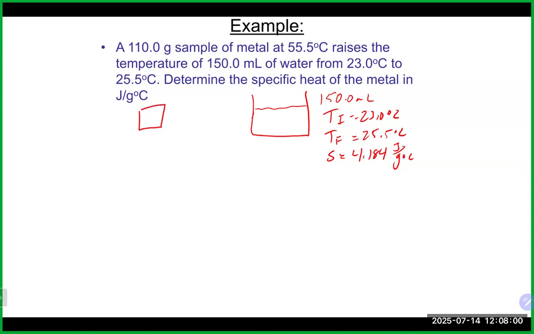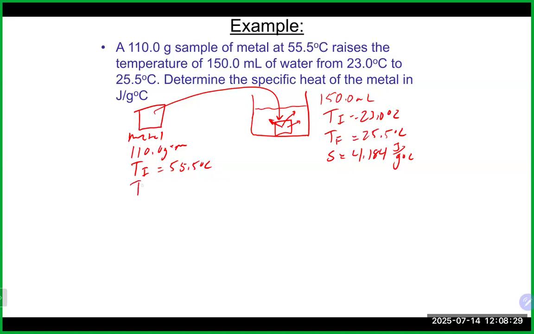For our metal over here, we got 110 grams, which is our mass. We got the initial temperature here of 55.5 degrees Celsius. Once again, it is going to go for a swim. In this particular case, as we talked about previously, our metal is hotter, or at a higher temperature, than our water. So again, it is going to be the one releasing the energy into the water in this case.